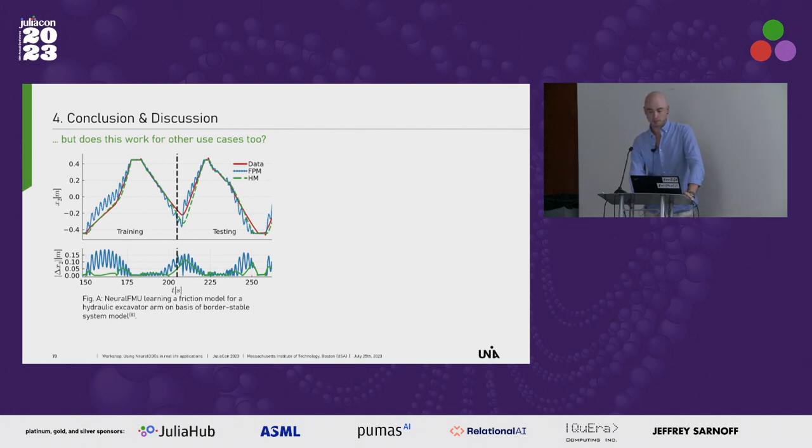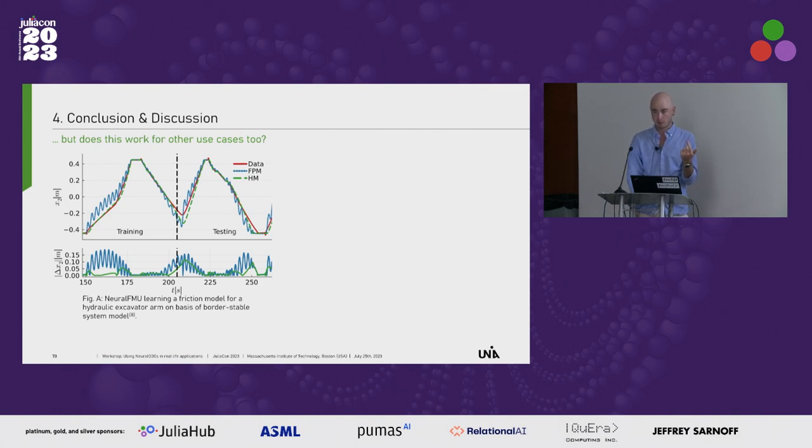And in mechanical engineering applications, often friction models are the part that is the most difficult to model, because there are very easy friction models, but they are not accurate enough. And there are complex friction models, and they are very hard to parameterize. So we tried learning for friction of an excavator arm on basis of a simple viscous friction model.